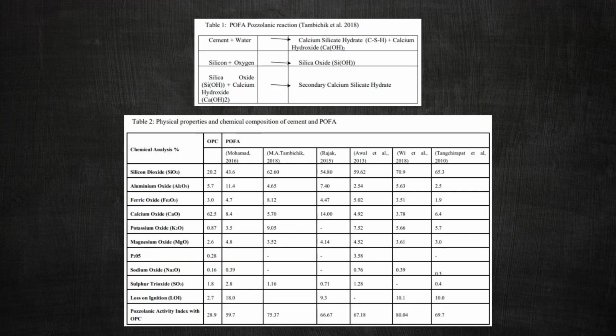So moving on to the result. For the first table, which is the POFA pozzolanic reaction, cement plus water will produce calcium silicate hydrate plus calcium hydroxide. The second one, silicon plus oxygen will produce silicon oxide. And the third, silicon oxide plus calcium hydroxide will produce secondary calcium silicate hydrate. So table 2 shows the physical properties and chemical composition of POFA.